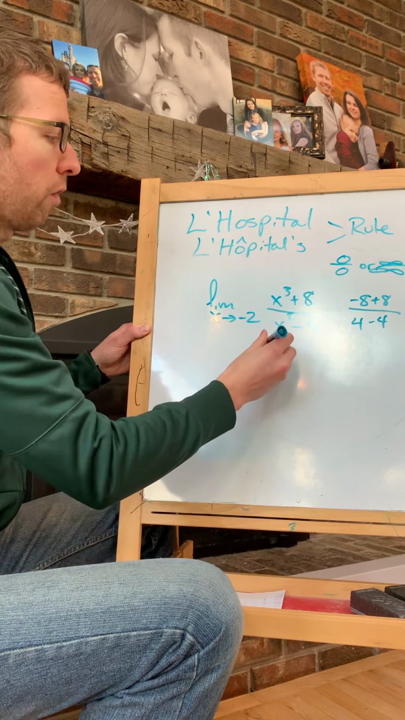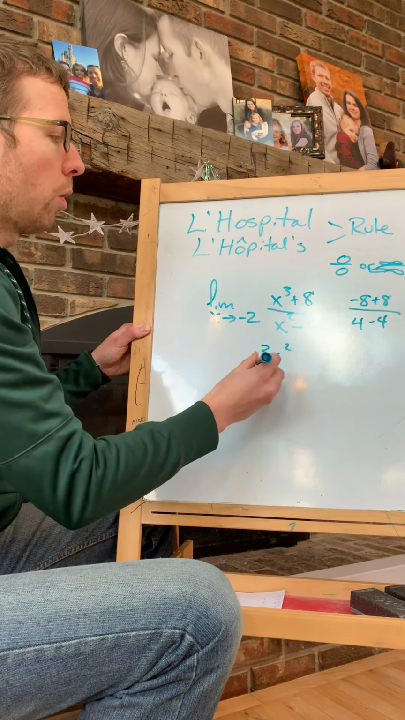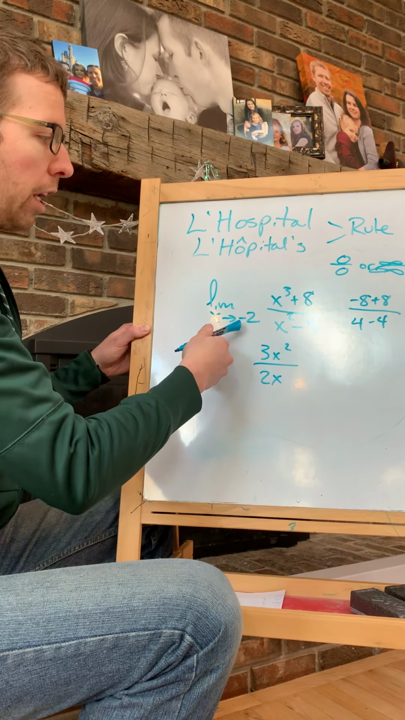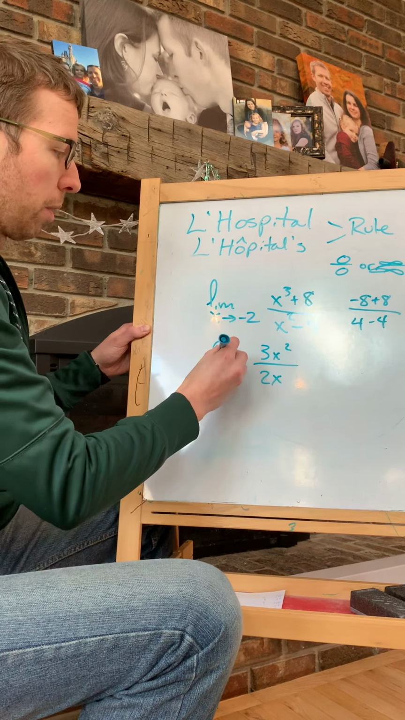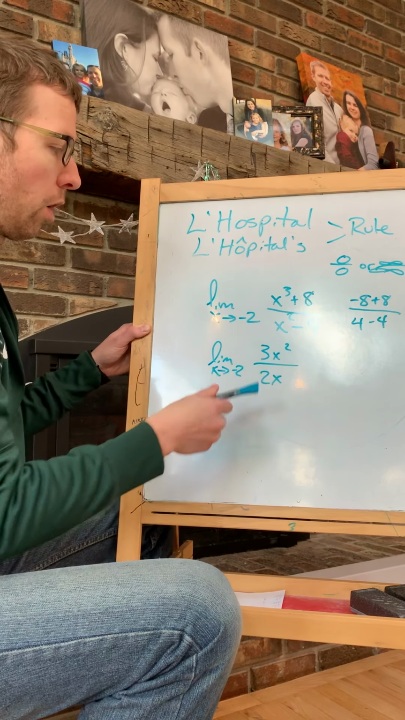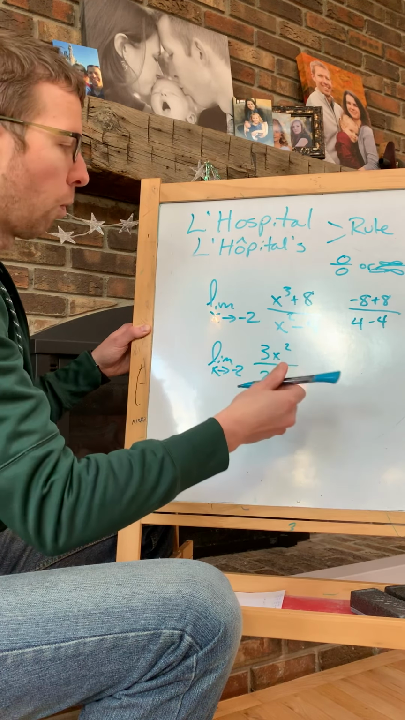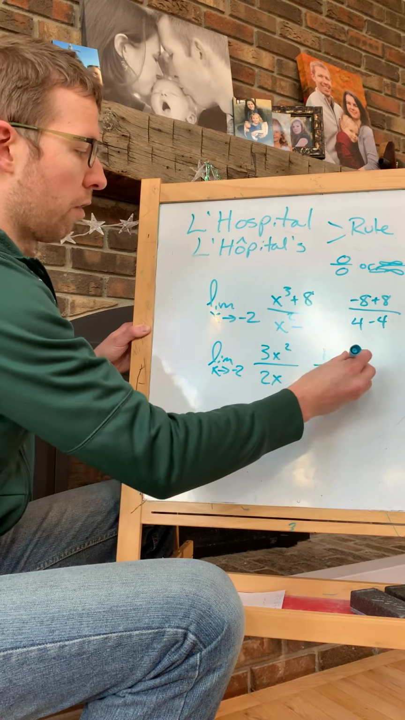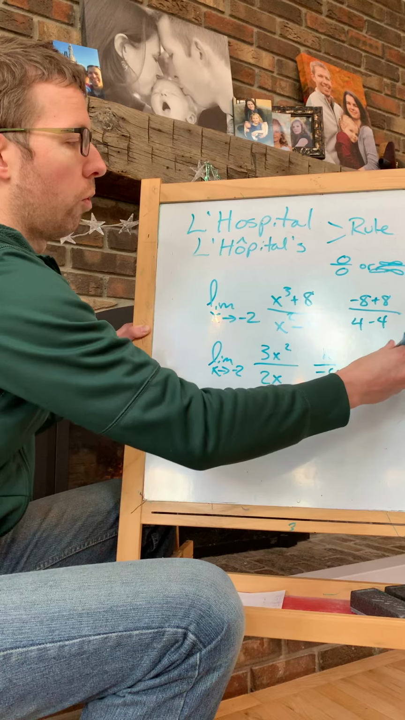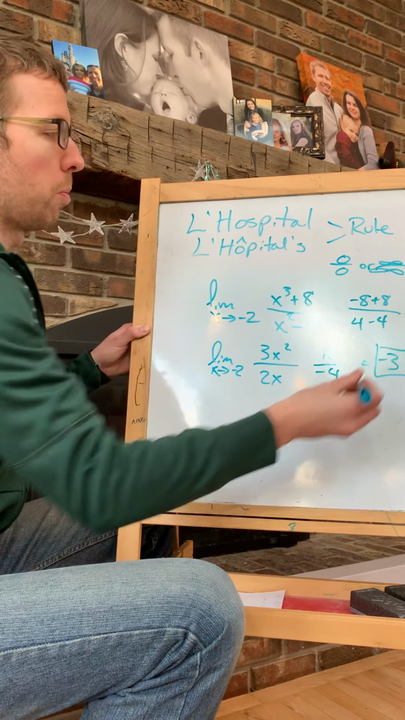We take the derivative of this, which will be 3x squared. We take the derivative of this, which will be 2x. Now we plug in -2 again. We're going to find the limit as x approaches -2 of this thing. That's going to be 3 multiplied by 4, which is going to be 12, divided by 2 times -2, which is going to be -4. And so my limit is going to be -3.